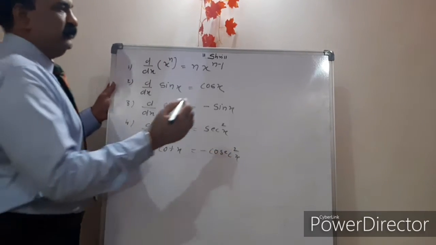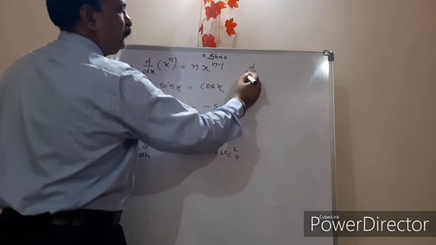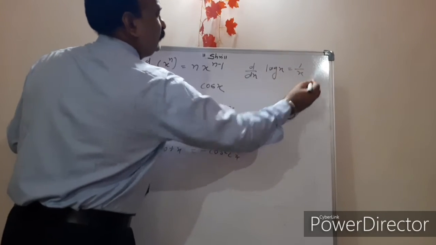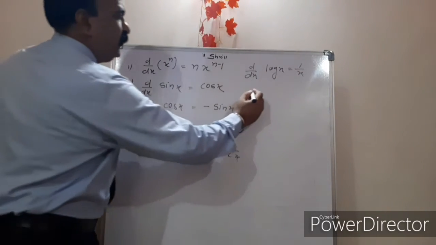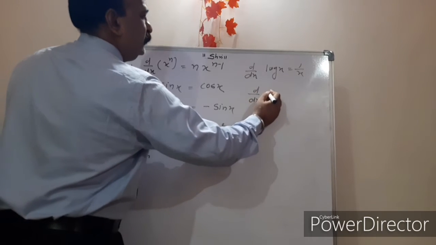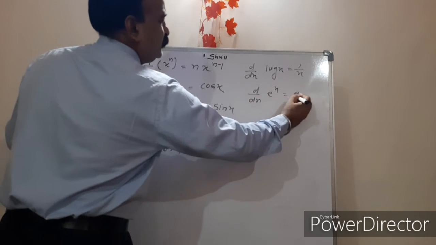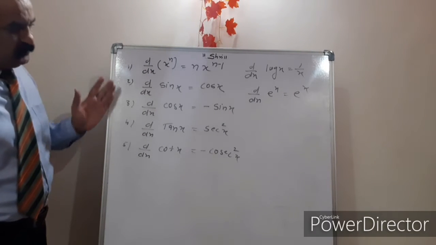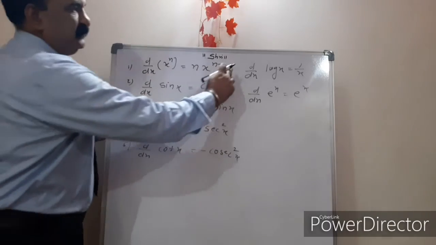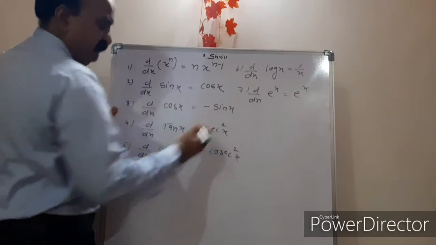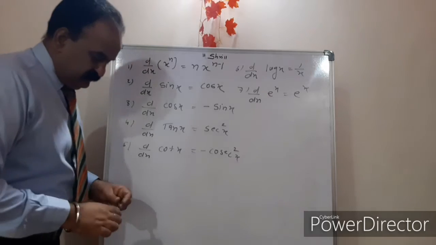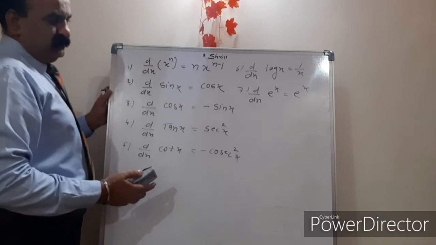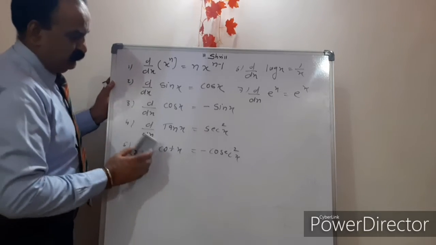Clear? Now here, d/dx of log x is equal to 1 by x. d/dx of e to the power x is equal to e to the power x. Clear? Just write all these formulas first. This is number 6 and this is 7. Just write within 1 minute. Now a few more formulas I am giving you. I hope that you have written this now. Okay.